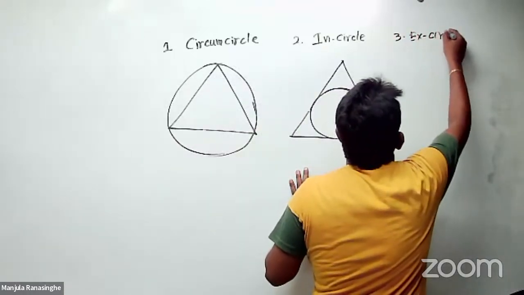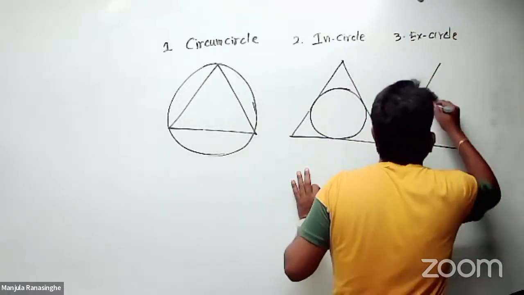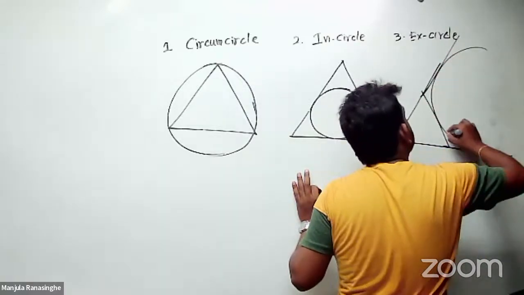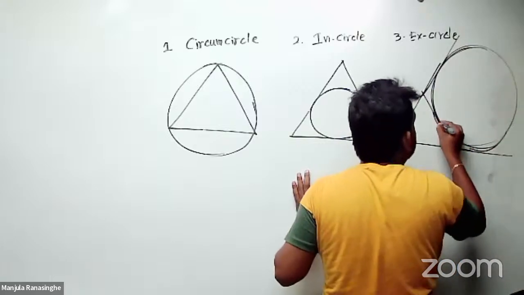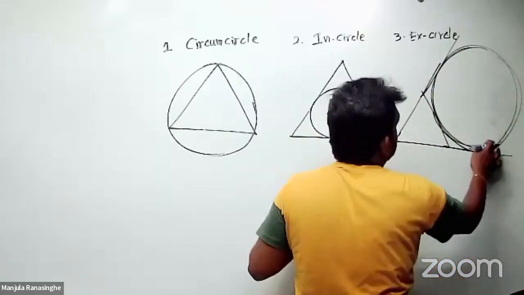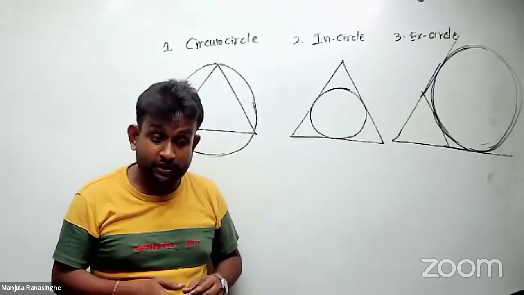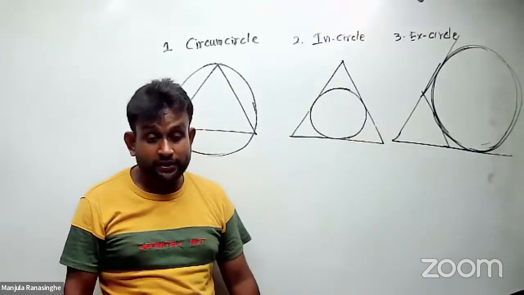That means a circle right outside of the triangle, touching the two extended sides, and one side is touching. So that is the sketch. Okay, three types of circles with respect to triangles.